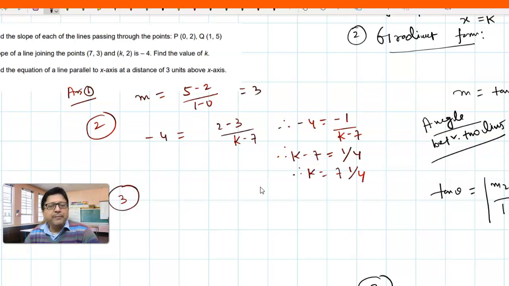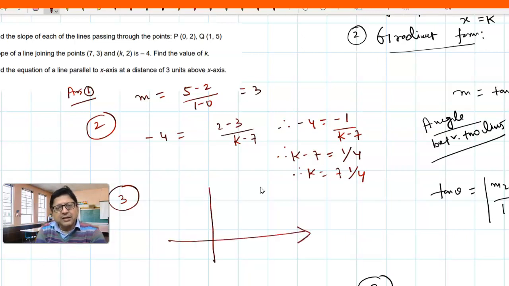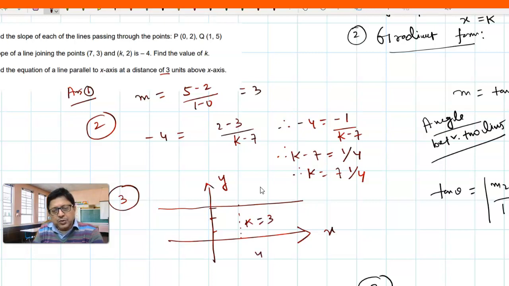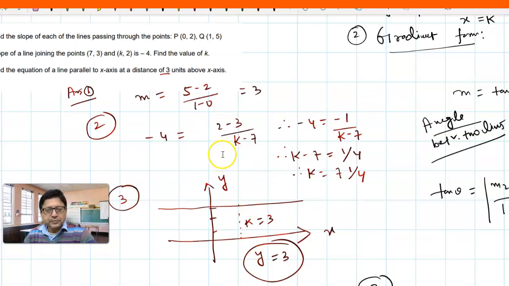Find the equation of the line parallel to the x-axis. Parallel to the x-axis, we remember the line is y equal to constant, and that constant distance they have mentioned. It is 3 units. Parallel to the x-axis, not parallel to the y-axis. 3 units above, so from the origin also it is at a distance of 3 units. So this will be of the form y equal to constant, that constant equal to 3. So the equation is y equal to 3. Okay.